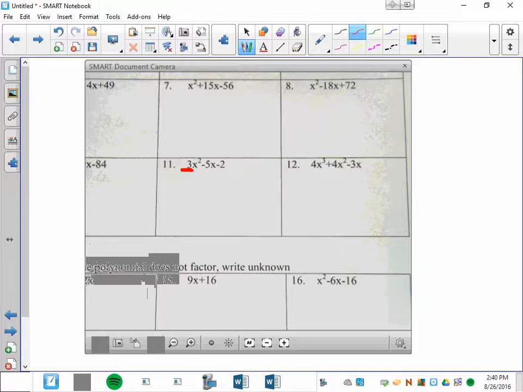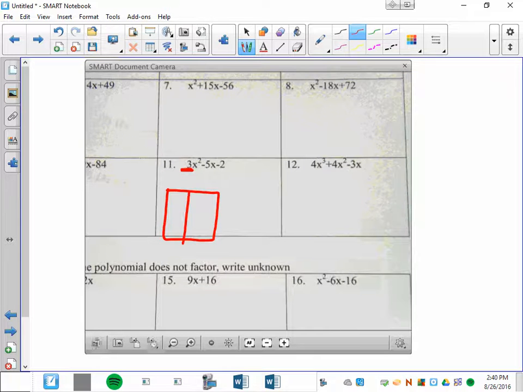Now, when I was in school, I learned how to do this without the box, and it was way harder than the way that I'm teaching you guys. So, just be grateful you don't live in the dark ages.